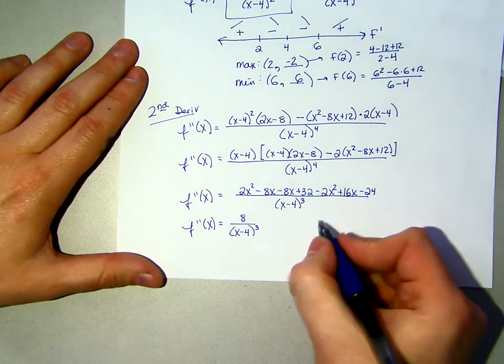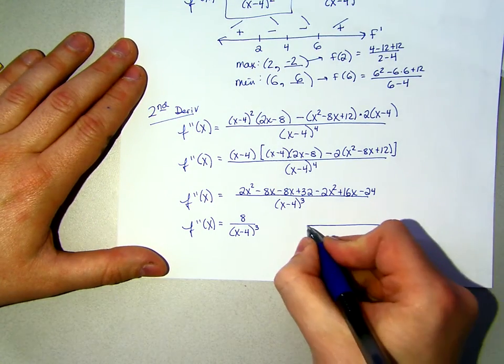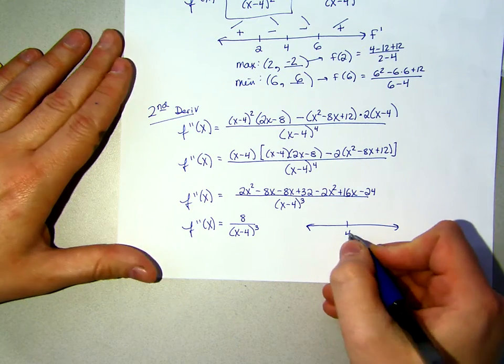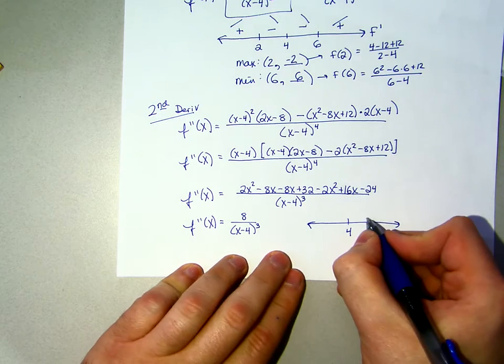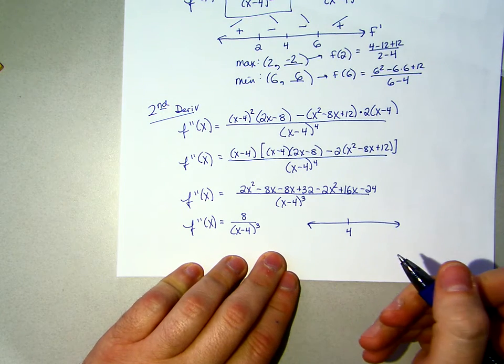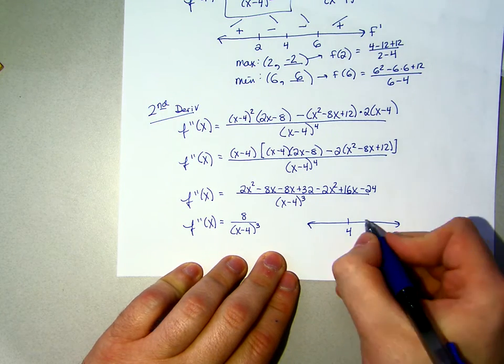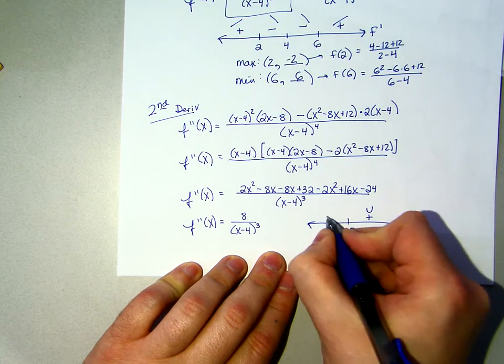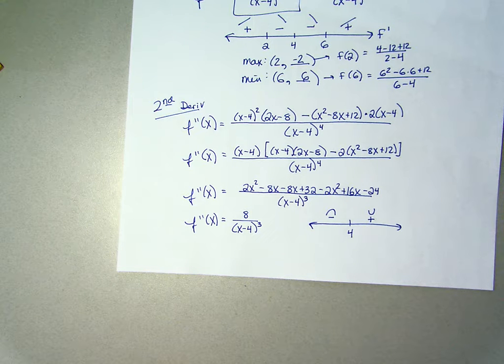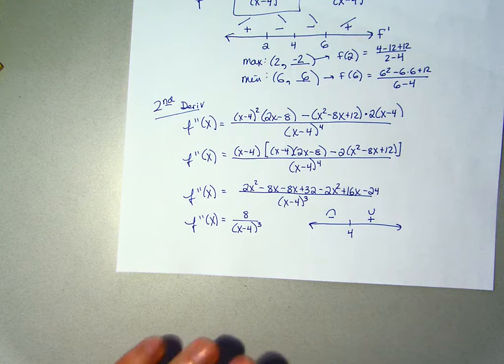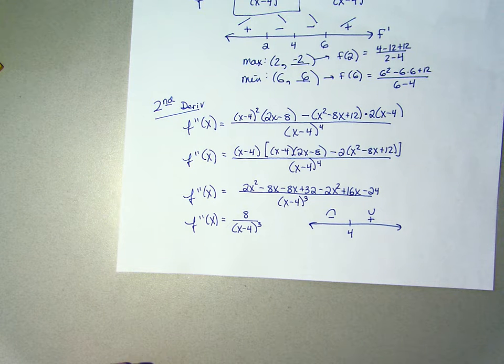Do your number line. Negative, positive. Point of inflection at 4? Why not? Asymptote there. Again, if you forgot that and tried to plug in, you'd realize it's undefined there. See if you can piece this together.